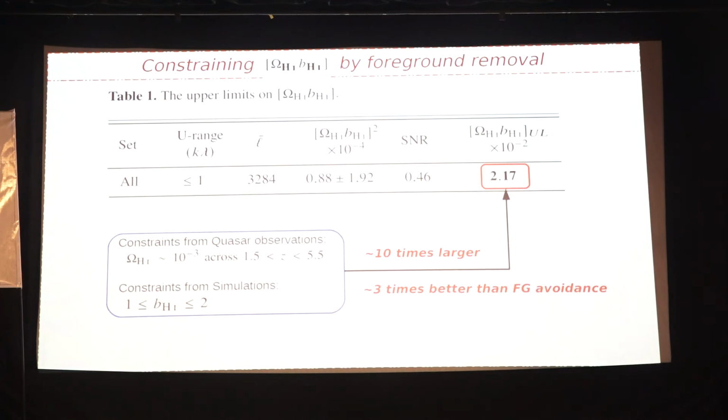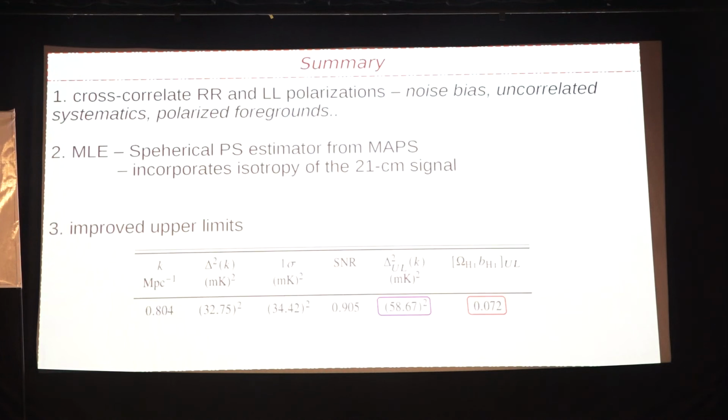If we compare the upper limits with the present constraints from quasar observations and many other observations presented previously, omega HI is expected to be around 10 to the minus 3 at these redshifts, and the linear bias parameter is around 1 or 2 at this redshift of 2.28. So we see that the upper limits are around 10 times larger. Remember, the foregrounds are around 10 to the power 4 to 5 times larger than the signal, but we are very close and only limited by the noise. And this is 3 times better than the foreground avoidance results that I have shown before.